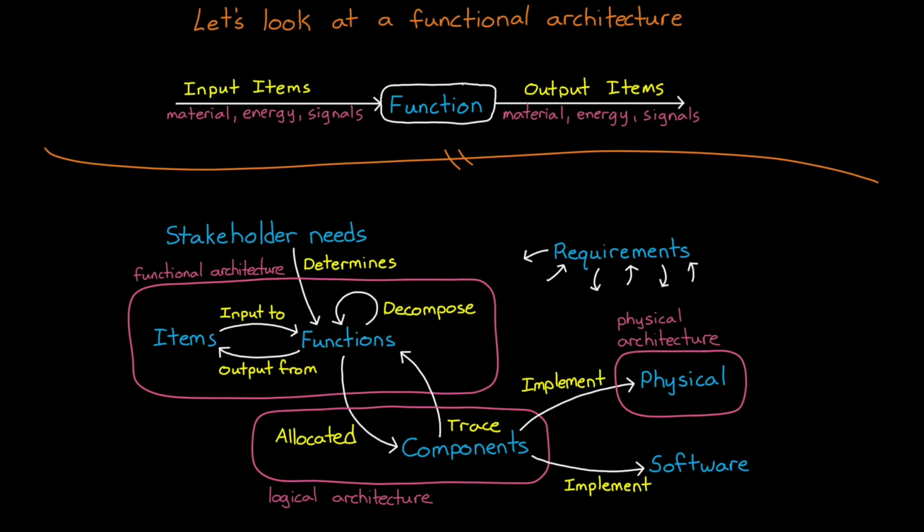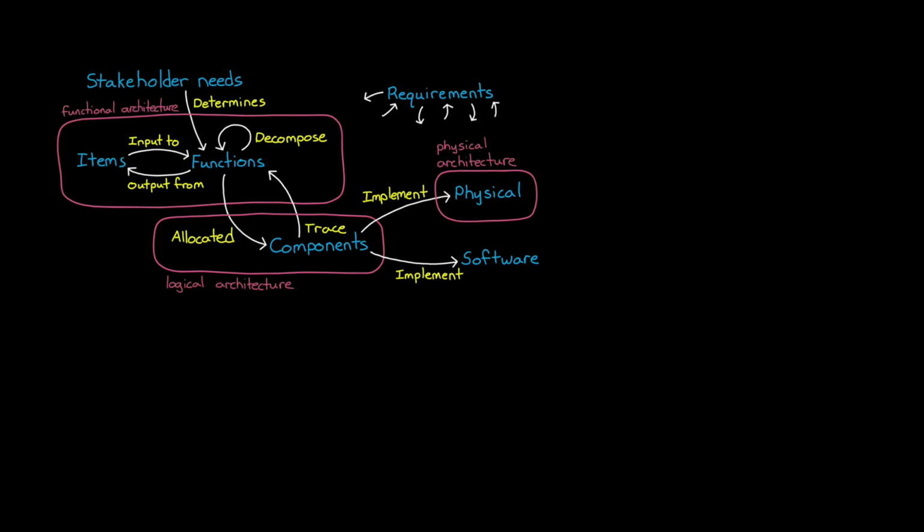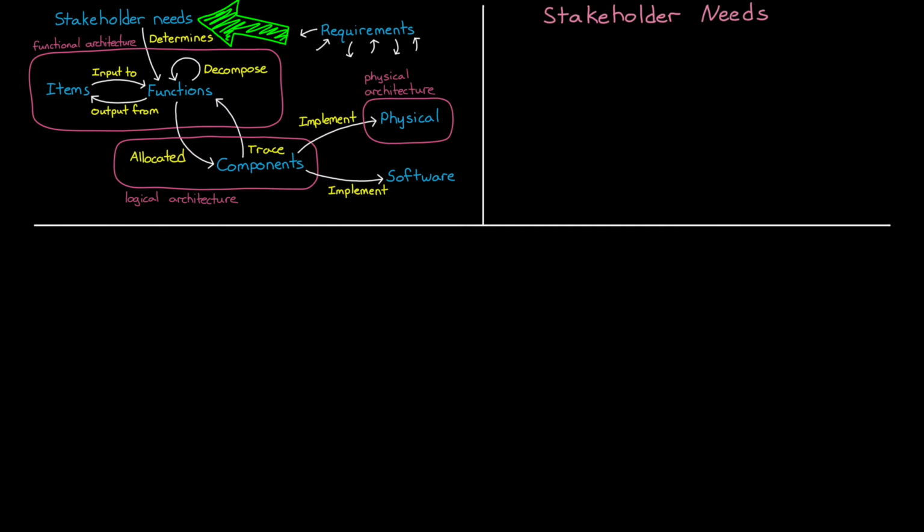Now, I'm going to cover requirements in a lot more detail in the next video, so for now it's okay to just understand that in some way they complement the functional, logical, and physical architectures, and we'll just move on with this video. Alright, so at this point, I think this graph is going to make a lot more sense if we walk through this process with an example. We start with the stakeholder needs, and in this case, the stakeholder needs a toaster.